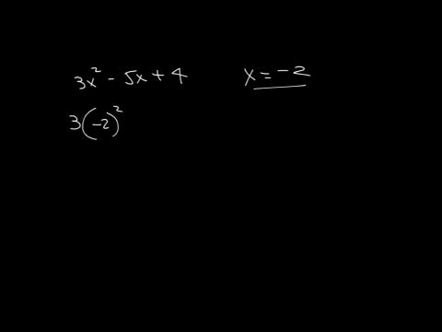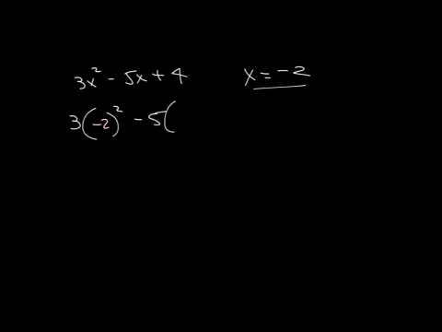So the last example, example 5, says find the value of 3x squared minus 5x plus 4 when x equals negative 2. So all I'm going to do is put in negative 2 for x, and I like to put the parentheses in here because what does x equal? Negative 2. So this number is going to be a negative 2. What is being squared? X. What does x equal? Negative 2. So the negative 2 is going to be squared.